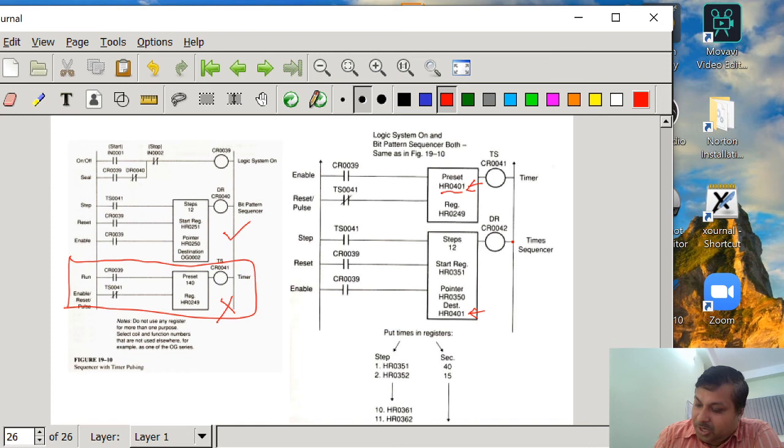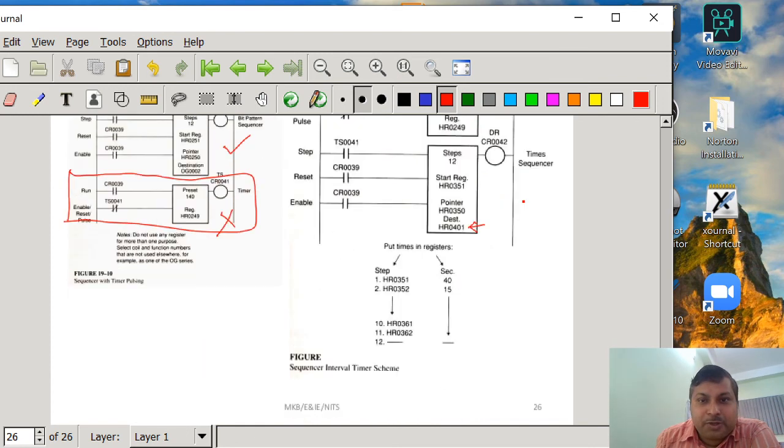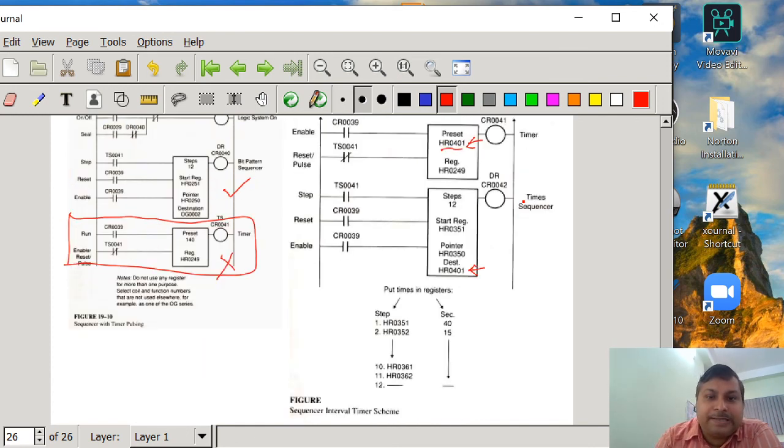Okay, now whatever the timing sequence you require to execute each step, you write in the corresponding registers, that is HR351 to HR362, 11 registers, maybe 40 seconds, 15 seconds, whatever the requirements are, you write in the memory or in the registers of HR351 to 362, 11 registers.